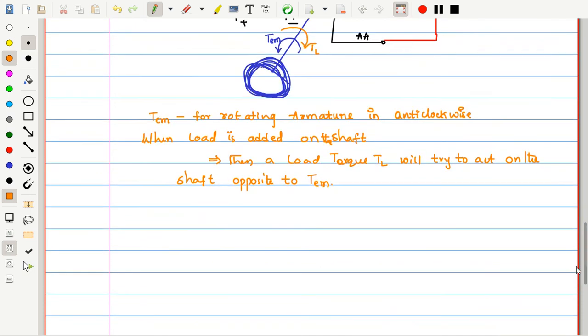So just for the sake of understanding, I am stating this point: you need not make it clear that it is equal to the prime mover torque. Just imagine this load torque is equivalent to the prime mover torque, TPM. Now you can take the complete reverse operation of the generator as a motor.